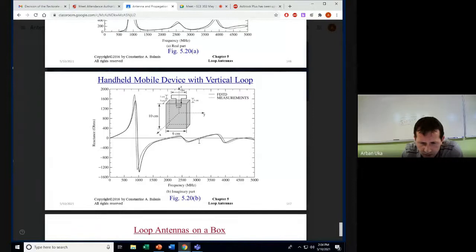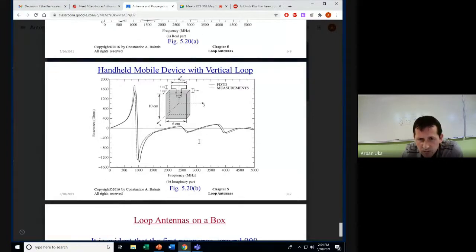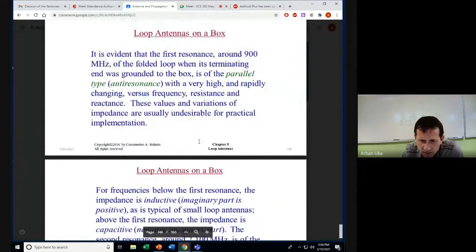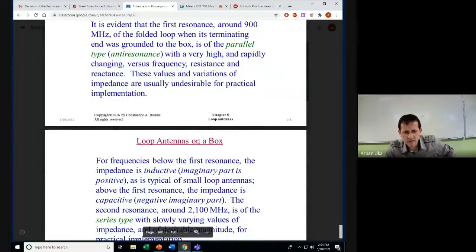But now I'm relating this to the resonant frequency, which happens for the loop antennas. Around 900 megahertz, this is the first resonance. If the frequency used for communication is below the first resonance, apparently the impedance is inductive. But above the first resonance, the impedance is capacitive. Because in the first case, one variable might lead the other, but after that specific frequency, it will lag behind.